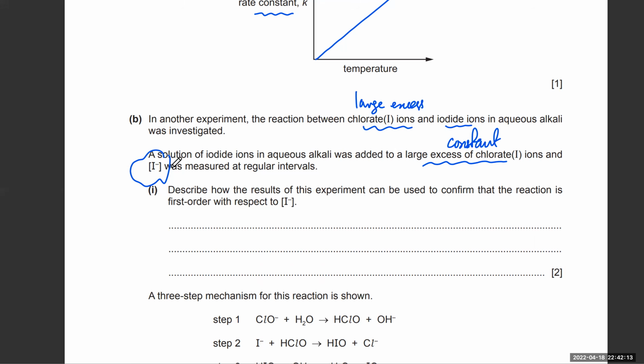So what you're going to do is just plot a graph of I-1 concentration versus time. That is what you're going to do.